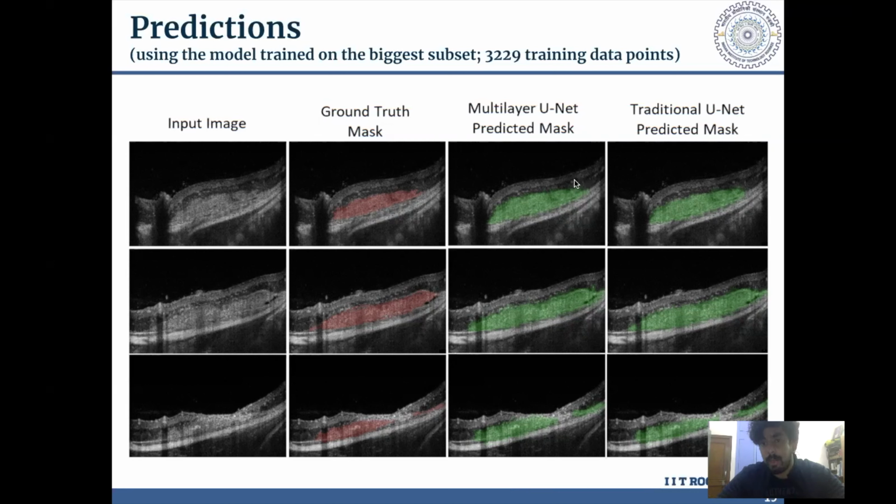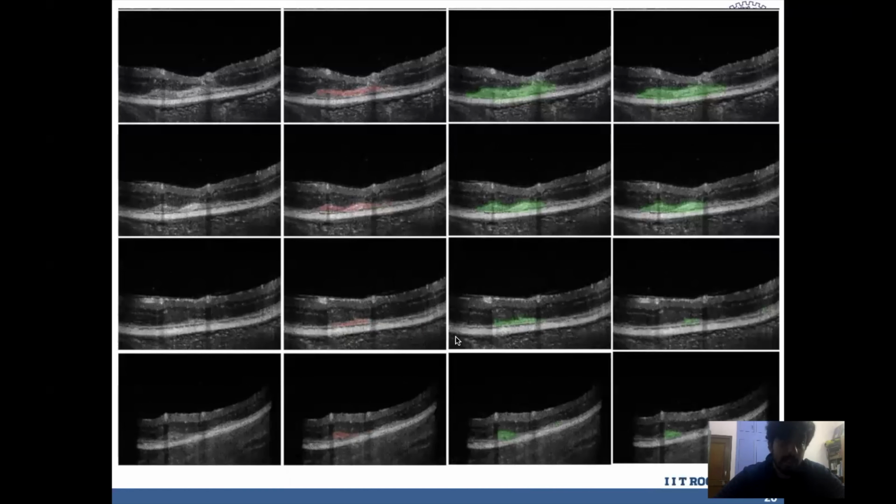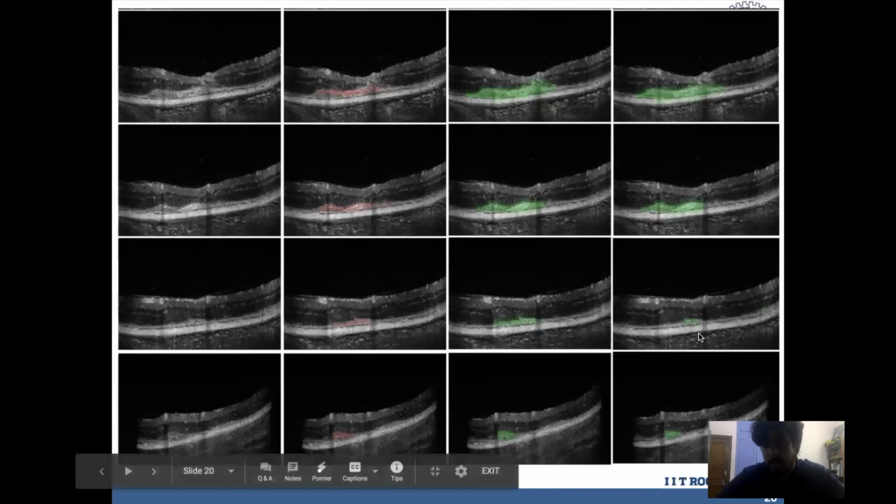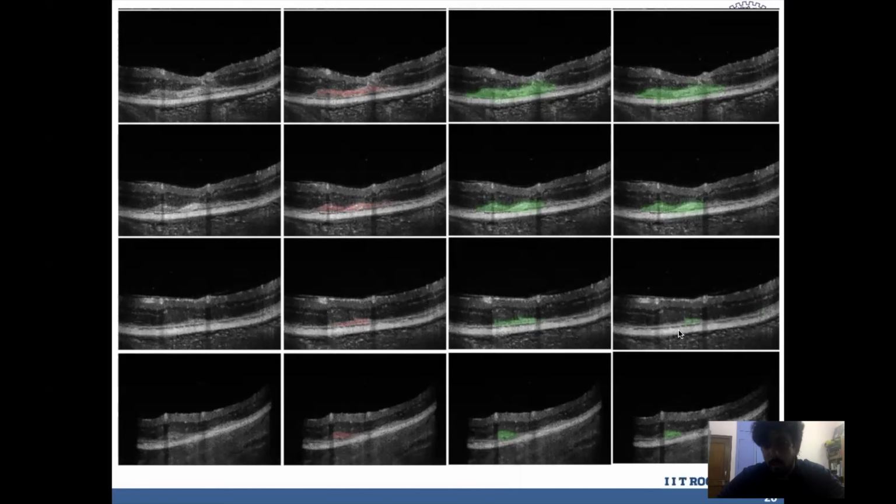Okay, so here are the results on the large size tumor images, and here are the results on relatively smaller sized tumor images. As you can see in the third row over here, the multi-layer unit architecture segments the tumor better than the unit architecture, which is finding it hard to segment the smaller tumor over here. So it's another indication that the multi-layer unit architecture is slightly better.